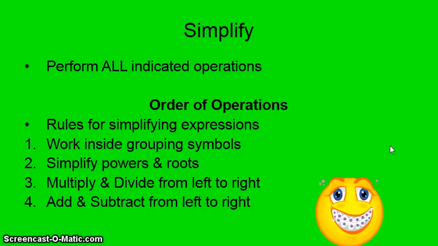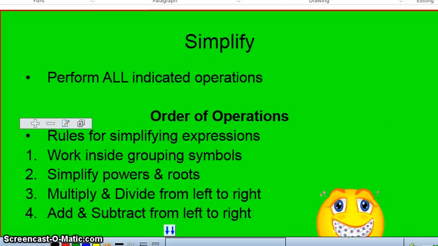The order of operations goes like this. First, we work inside grouping symbols. Then we simplify powers and roots or exponents. Then we multiply and divide from left to right, and then we add and subtract from left to right. You're probably used to seeing it as P for parentheses, E for exponents, M, D for multiply, divide, and then A, S for add and subtract. Please excuse my dear Aunt Sally.